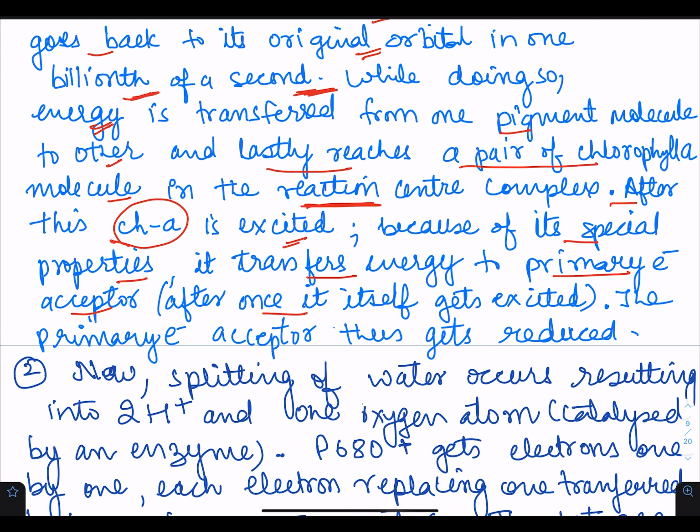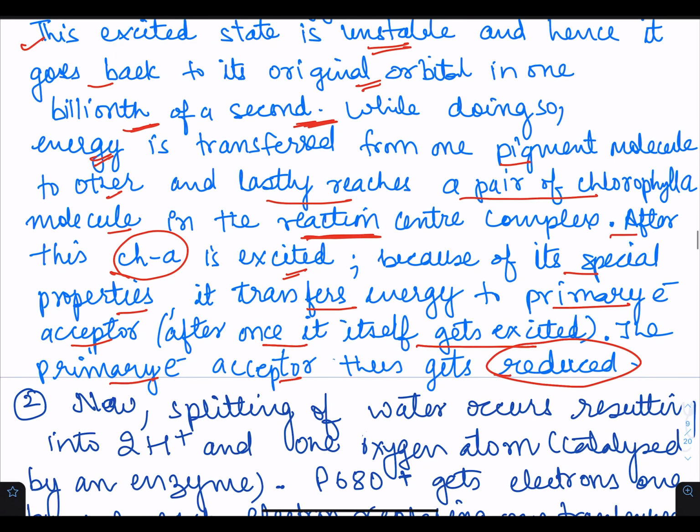Once chlorophyll A itself gets excited, the primary electron acceptor thus gets reduced, obviously. So, I hope this is clear now. What happens next? Splitting of water occurs.